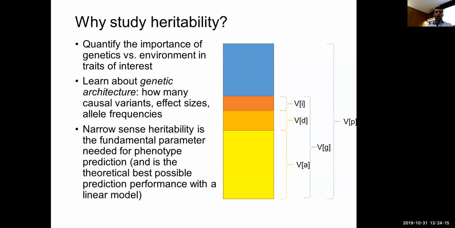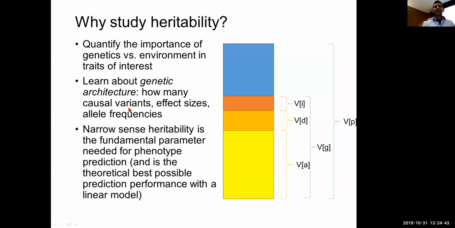Awesome. All right, so then the question is, why even bother studying heritability? So the first reason is that it allows us to quantify the importance of genetics versus environment for our trait of interest. If we know that schizophrenia has a very small genetic component but is increasing in the population, we have to figure out what causes it. If we know that, for example, obesity has a very small genetic component but a big environmental component, then we have to intervene somehow, and so on and so forth, okay?